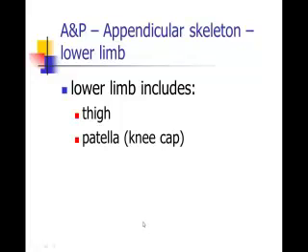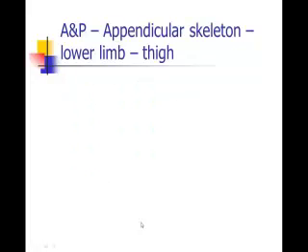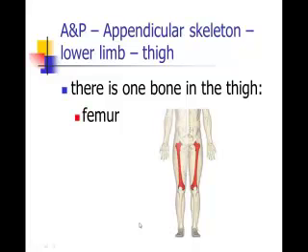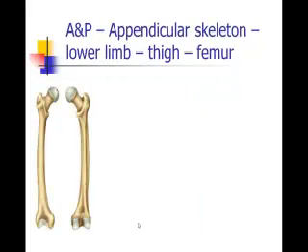Okay, lower limb. The lower limb is going to include the thigh, the patella or kneecap, the leg, and the foot. In the thigh there's going to be just one bone, and that will be the femur. Okay, there's the femur. And the femur is one of the most difficult bones in the body to break. It is a very robust and stable bone.